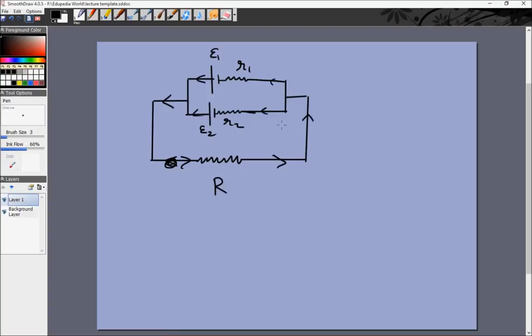Now all we are looking for is a particular E0 and a particular R0 such that if E0 was the EMF of the battery and R0 was the internal resistance of the battery, then the current flowing through this would be the same. If we had just a single battery of E0 and R0, then we know the current would be E0 by R0 plus capital R. So we need to find out the current right now, and we need to write it in this form, and from that we will be able to extrapolate E0 and R0.